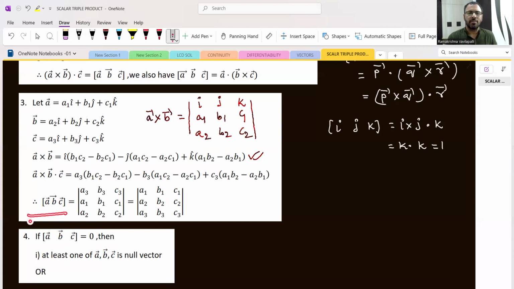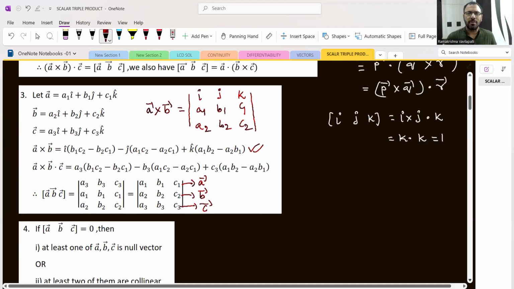So from now onwards, box of ABC is nothing but the determinant of the first row, first vector's scalar components, second row, second vector's scalar components, and third row, third vector's scalar components. It is so simple now and so sweet also. So it is easy to find out: box ABC is equal to the determinant of A1, B1, C1, A2, B2, C2, and so on. This is the first vector, this is the second vector, and this is the third vector. Now it is so simple.